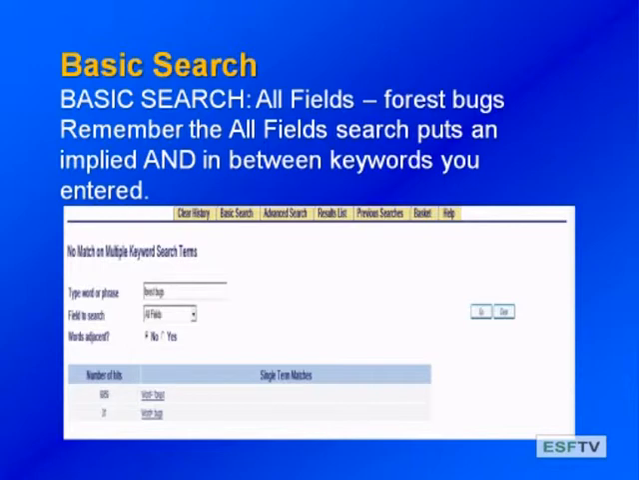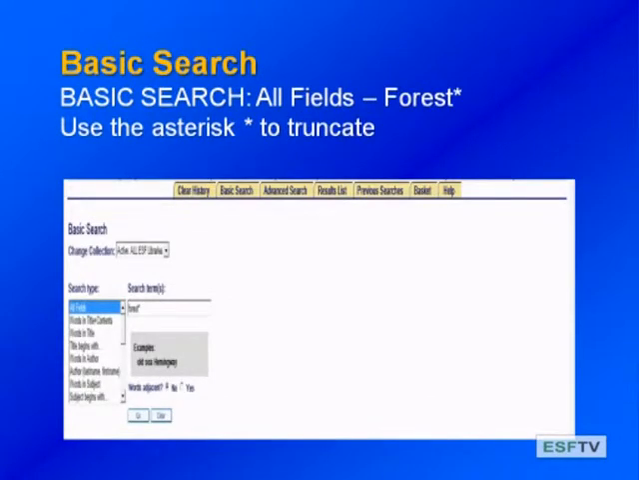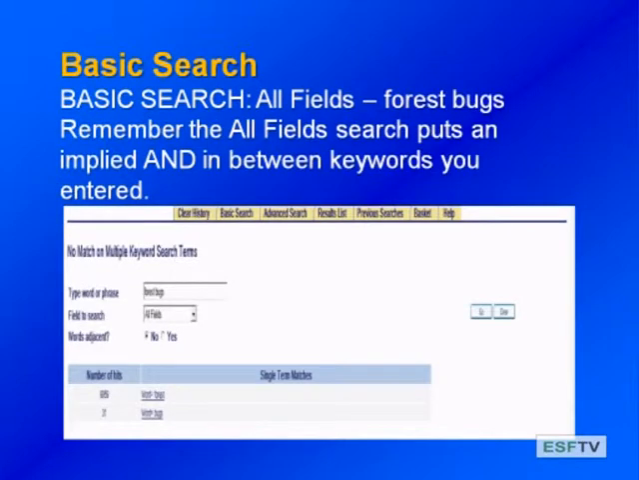This is kind of a silly search here. We're going to search for forest bugs. It's important to remember that when you do a keyword all field search in that default search box, it puts an and in between your words. So we probably have things about forests and we have things about bugs, but when you do a search for forest bugs, oops, let me go back a screen there. You actually get no results, and up at the top there it says no matches.